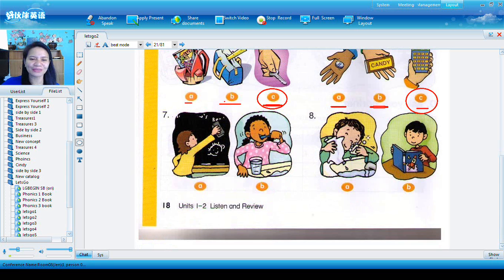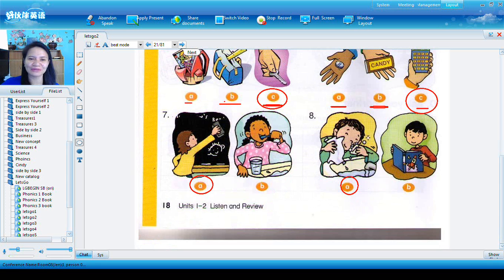Good job. Which picture in number 7 shows erase the board? Erase the board. Yes, it's picture A. Good job. Now look at picture number 8. Which of these pictures shows washing his face? He is washing his face. Yes, it's picture A. All right, that's a very good job.